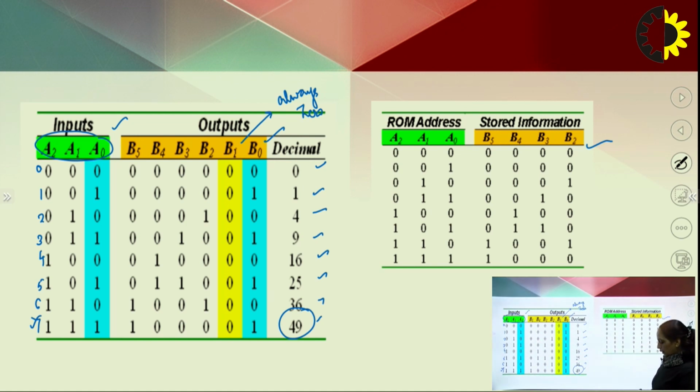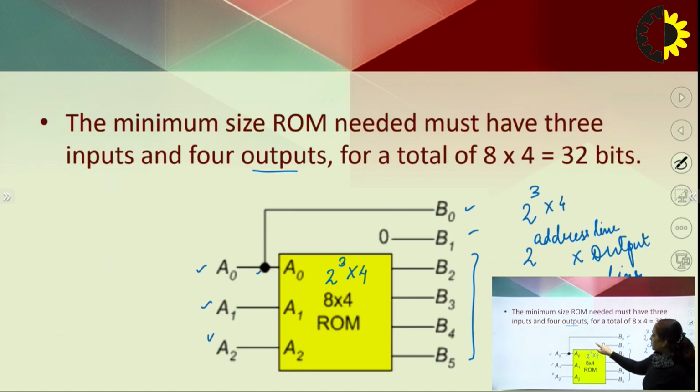So B0, we can see that it is connected to A0 because your B0 and A0 are identical. Then B1 is connected to logic 0 and here we have the 4 output lines B2, B3, B4 and B5, which will generate the square of the given number. So this way we can analyze any combinational circuit with the help of ROM structures.